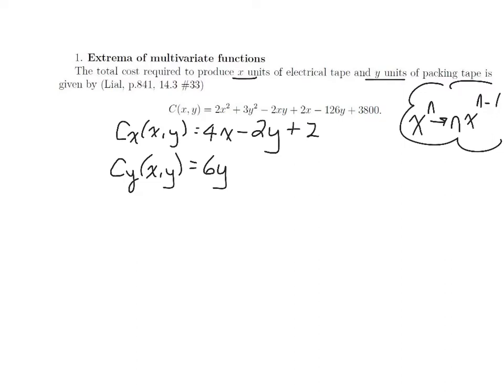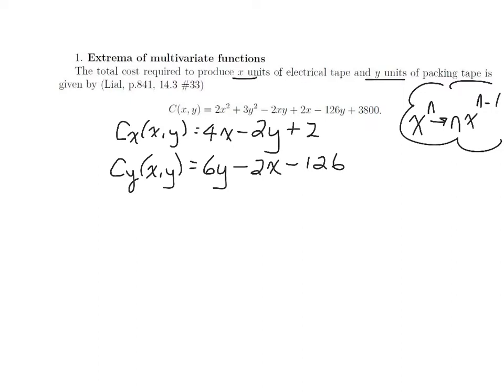So we addressed that in the first derivative with respect to x, and we need to look at it again because it has an x and a y in it. This time the x is considered the constant, y being the variable, and the derivative of minus 2xy with respect to y is minus 2x. Plus 2x has no y, so the derivative there is 0. We consider that a constant. Minus 126y, the derivative is minus 126. And plus 3800 is still a constant, doesn't have an x or a y, derivative is 0.